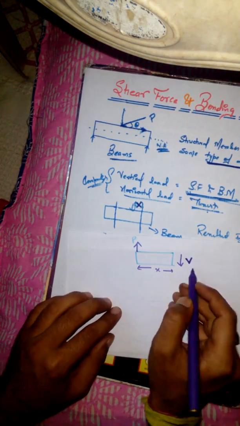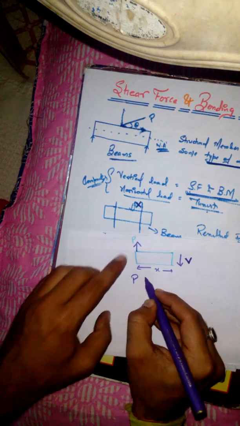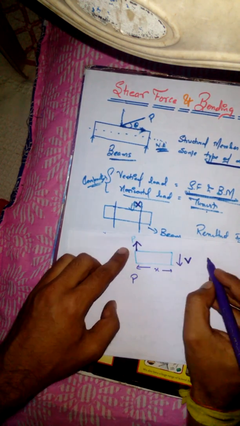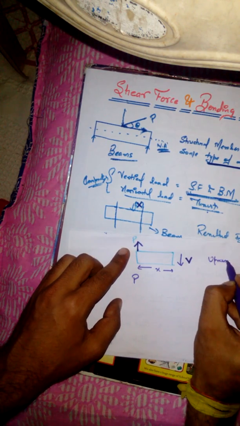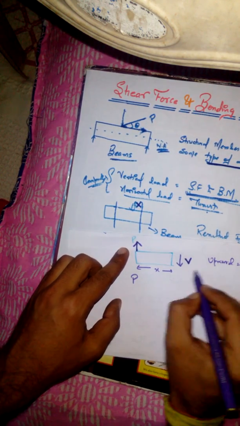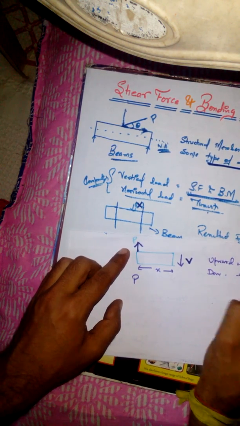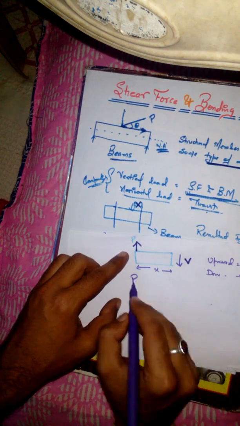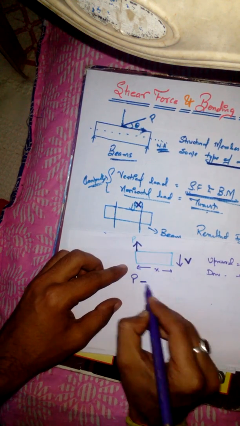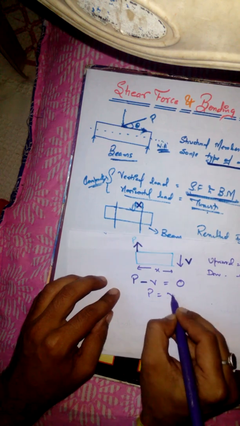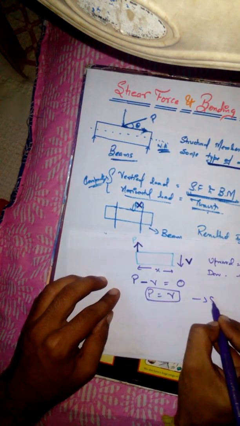The summation of forces should be 0. Let the vertical load in the upward direction be positive and the downward direction load be negative. So P minus V equals 0. So P is equal to V, that is the shear force.